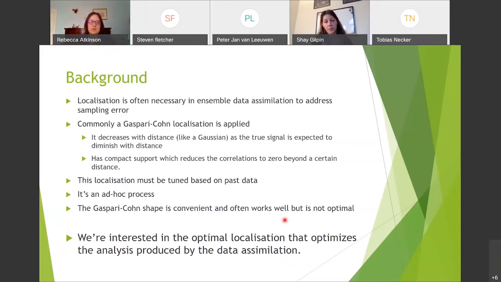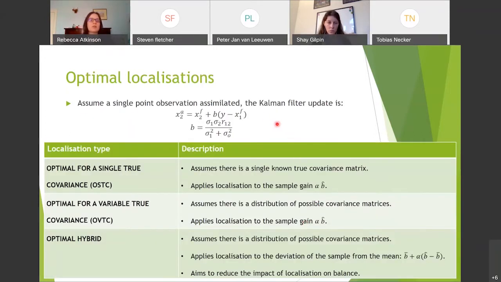So this piece of work is interested in investigating the optimal localization that optimizes the analysis produced by data assimilation. So in order to derive optimal localizations, I first simplify the problem by assuming single point observations. So in the Kalman filter formulation, this means the gain simplifies to this form, the sparse gain. And then we can derive a series of optimal localizations with different forms based on assumptions about what's known about the covariance matrix and how the localization is applied.